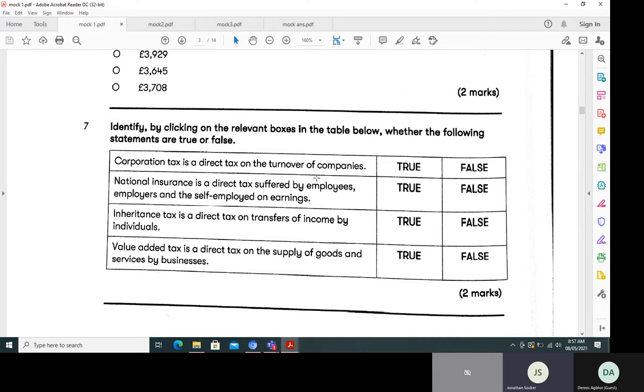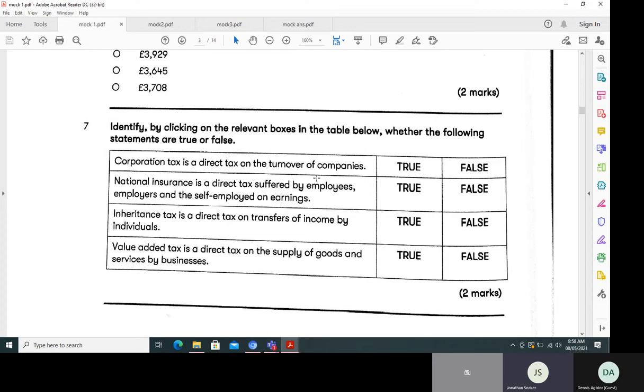Then the second one says that NIC is a direct tax suffered by employees, employers, and the self-employed on earnings. Is it true or false? It's true. NIC is paid by employees on their earnings. Employers also pay NIC on the earnings of employees. The self-employed also pay NIC on their earnings, which is the profit.